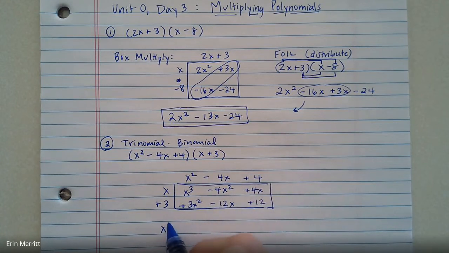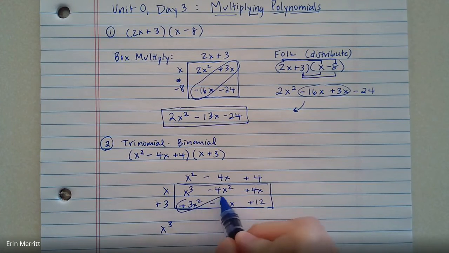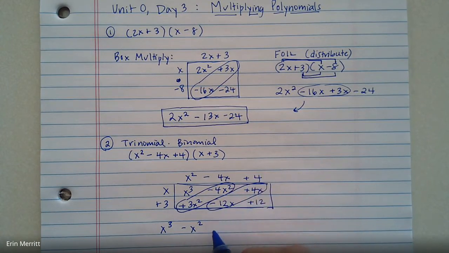So always write your answer in standard form, so highest exponent to least. So we can combine these guys. That'll give us a minus 1x squared. We can combine these two for minus 8x and then plus 12. Ta-da!